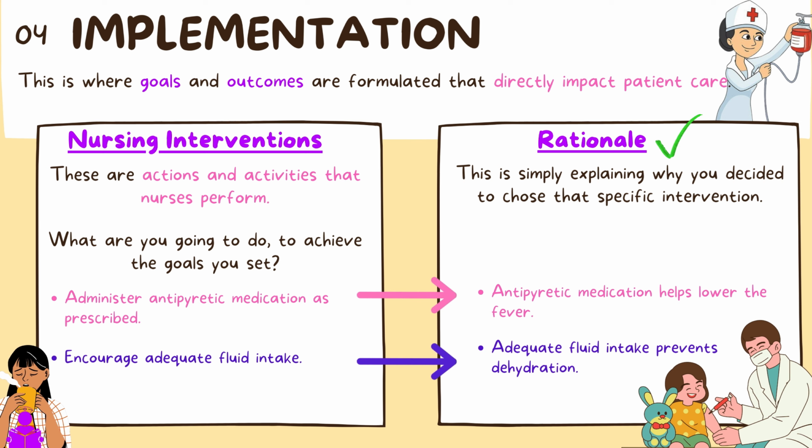That is where the rationale is going to come in. The rationale is going to be the justification behind every intervention. It is going to explain the scientific reasoning, or it is going to give us the evidence-based practice behind your chosen actions. For example, you administer antipyretic medications as prescribed. Why? Because antipyretic medications help lower the fever. Or you are encouraging adequate fluid intake. Why? Because adequate fluid intake prevents dehydration. That is the rationale. And always remember, every intervention needs a rationale. This shows you understand why you're performing a specific action.